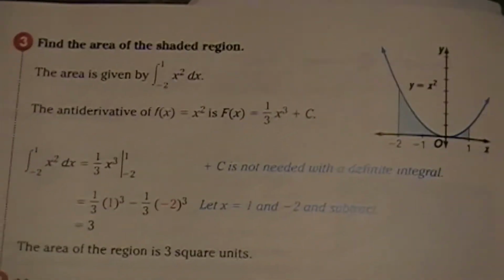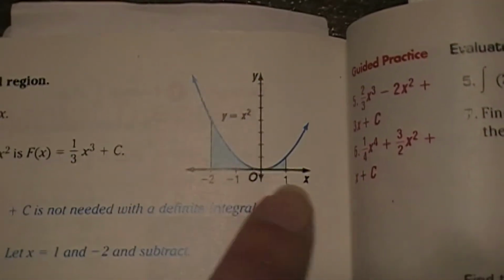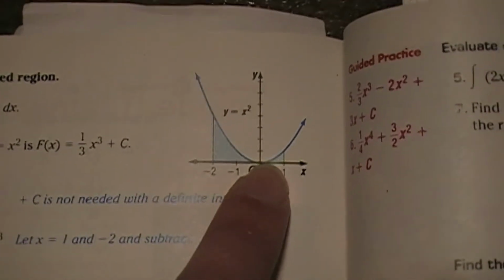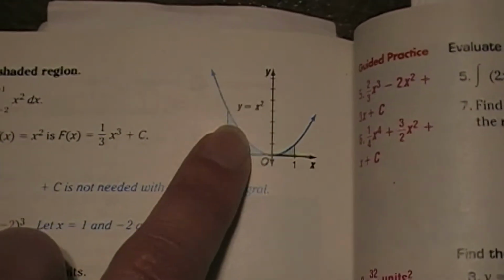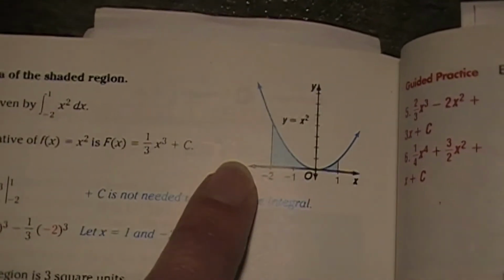All right, so here's the problem. You've got an equation here that is x squared, and we're shading from -2 under the curve up to 1 above the x-axis. This is the shaded area. So to find the shaded area, you need to find the antiderivative of this equation and then plug in the high value minus the low value. Why is it the high value minus the low?